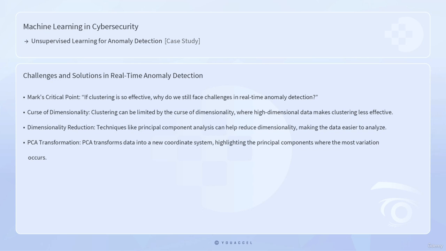Emily clarifies that while clustering is powerful, it can be limited by the curse of dimensionality, where high-dimensional data makes clustering less effective. However, techniques like principal component analysis can help reduce dimensionality, making the data easier to analyze. PCA transforms data into a new coordinate system, highlighting the principal components where the most variation occurs. Anomalies can then be detected by identifying data points that lie far from these principal components.